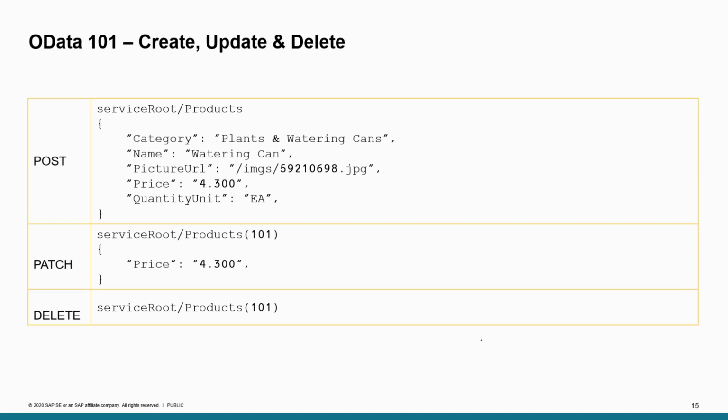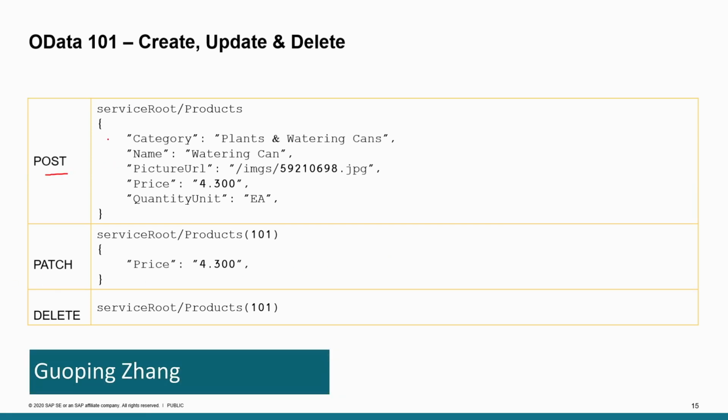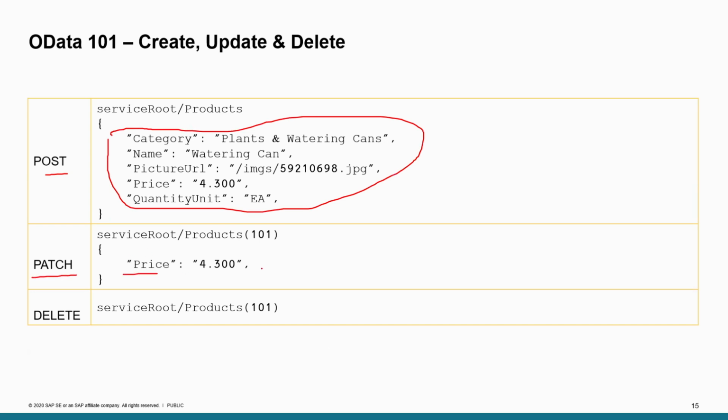And here's an example of how you can create, update, or delete in your OData backends. Here, you can use a POST and use JSON to create an entity. You can use a PATCH, also with JSON, to update an entity, and you can use DELETE to delete an entity. So it's all HTTP standard protocol, and it's all RESTful.